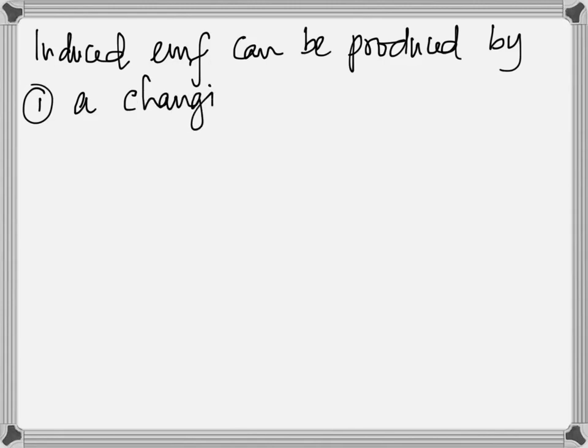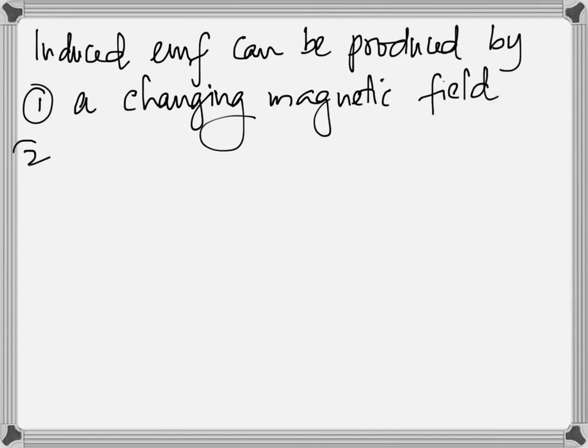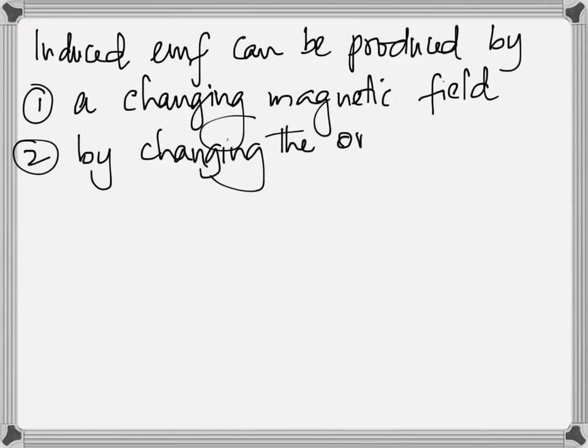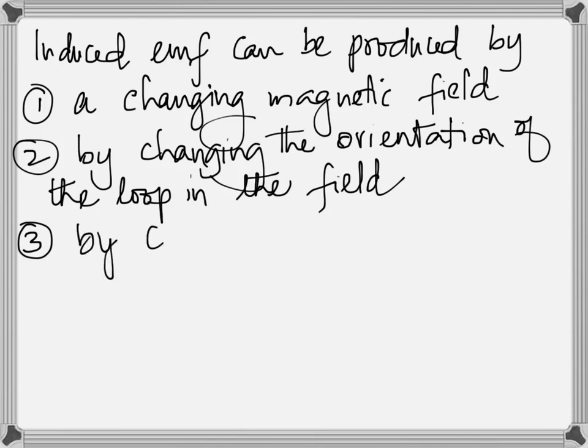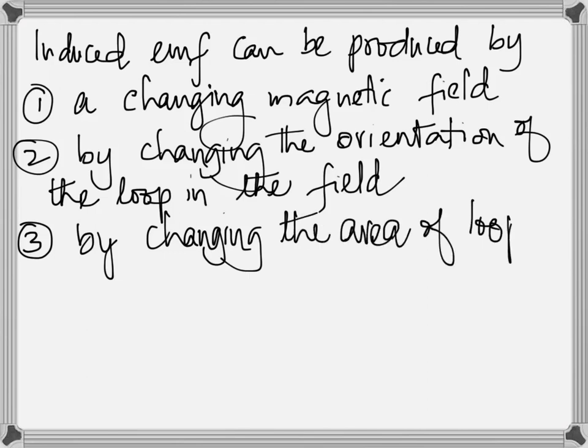Number one, a changing magnetic field. How? There are three ways, and we've talked about this. A changing magnetic field may be like this, dropping a magnet. Number two, by changing the orientation of the coil. You remember where we talked about rotating a coil? How it is situated, by changing the orientation of the loop in the field. Or number three, by changing the area of a loop. That is going to be really interesting.